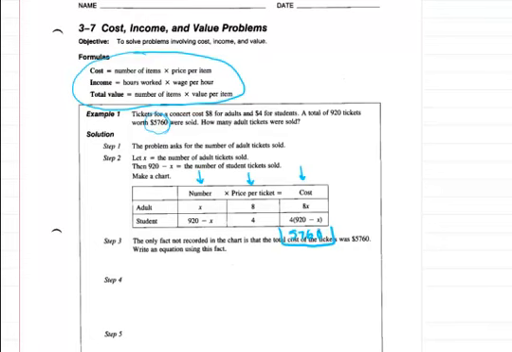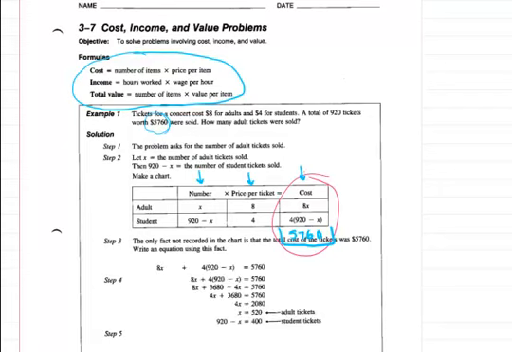I'm going to take this whole part and just say, okay, adult tickets plus student tickets is going to equal 5,760. So go ahead and write your equation. Adult tickets plus student tickets equals 5,760, and then solve it. Pause the video here to do that on your own.